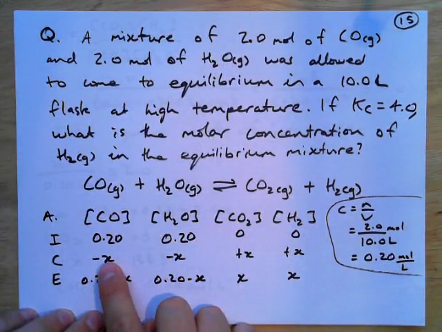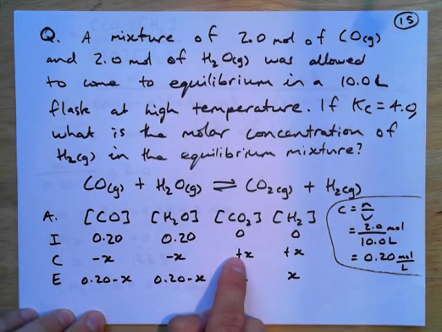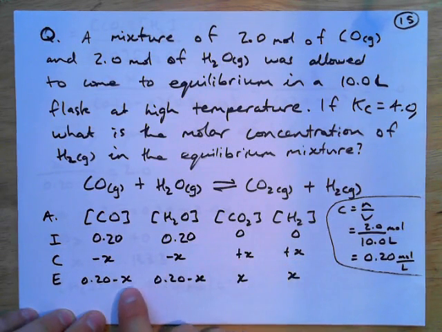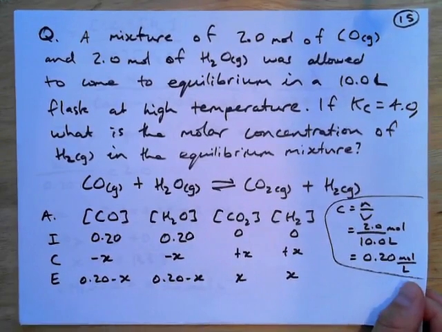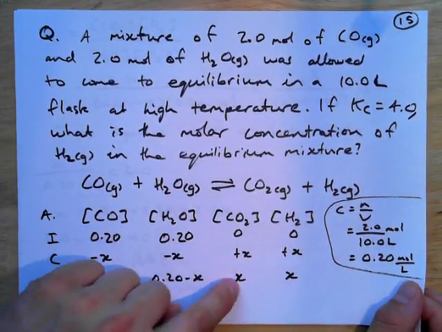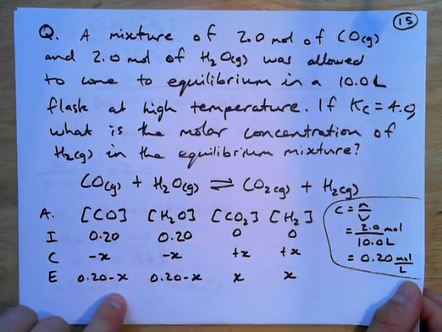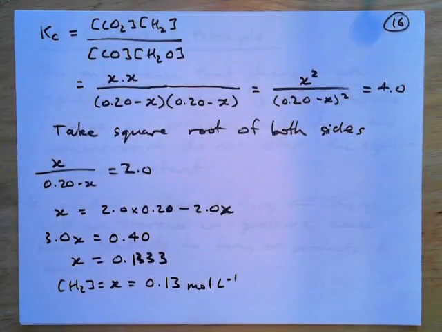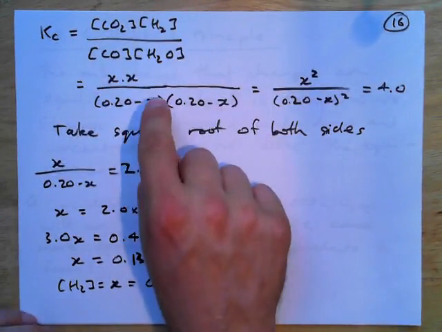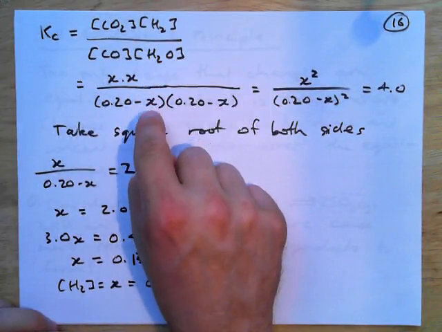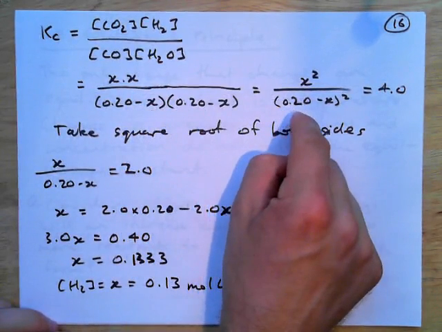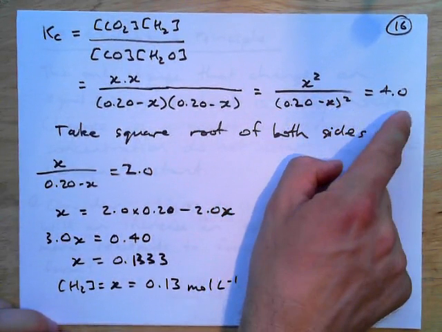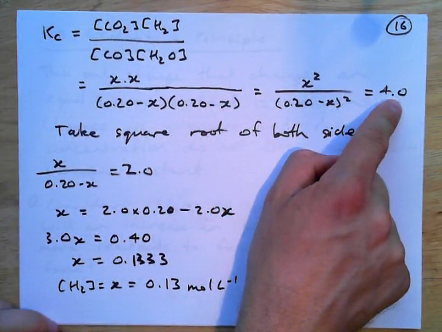So then our change is going to be minus x, plus x, plus x. So all up, we have 0.2 minus x, 0.2 minus x, and x. When we put this into our equilibrium expression, remember these terms are going to be the numerator terms, and these terms here are going to be the denominator terms. And so we have this: x times x over 0.2 minus x, 0.2 minus x, gives us x squared over 0.2 minus x squared, equals 4, because that was our Kc, our equilibrium constant.